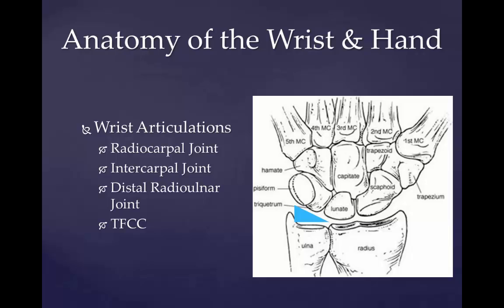The radiocarpal, intercarpal, midcarpal, carpal metacarpal, and intermetacarpal joints are often intercommunicated through a common synovial cavity. The triangular fibrocartilage complex, or TFCC, is formed by the triangular fibrocartilage disc, or TFC, the radial ulnar ligament, and the ulnar carpal ligaments.